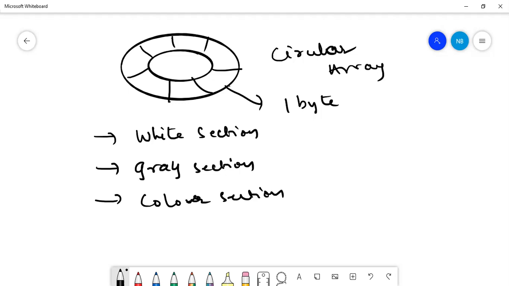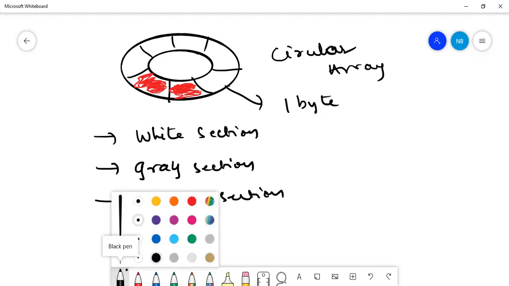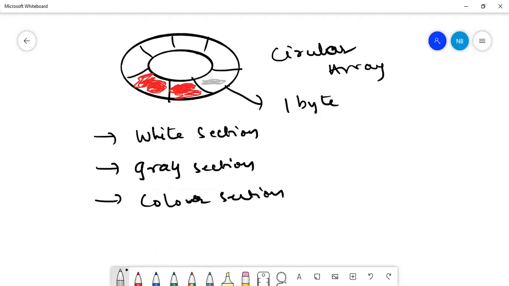Let us assume that this part is filled with color, this part is filled with the gray color, and the remaining 2 sections are white. These colors have different meanings.